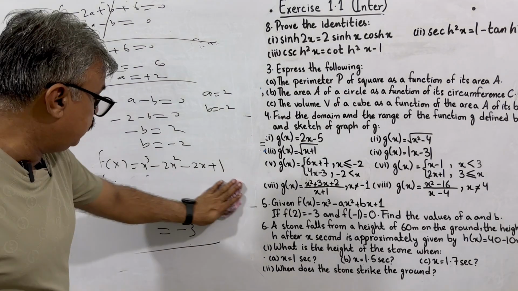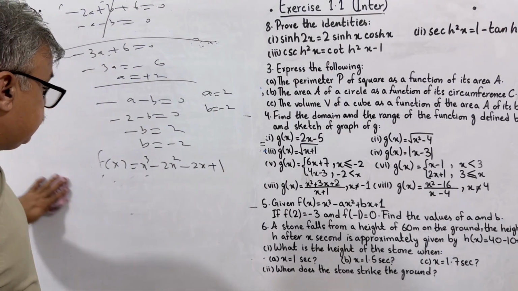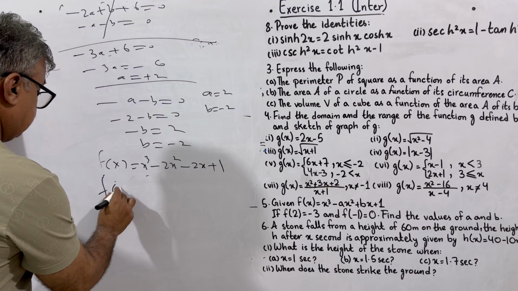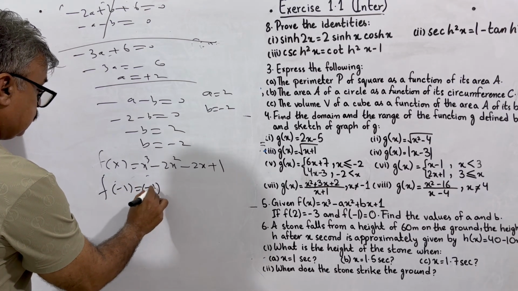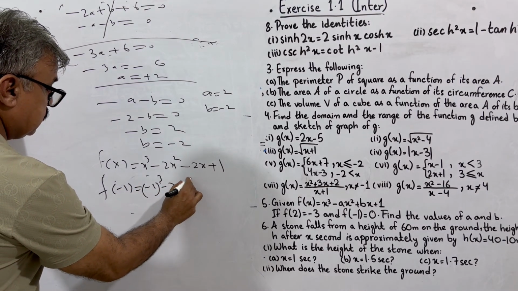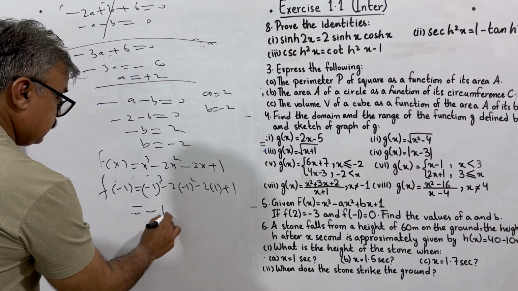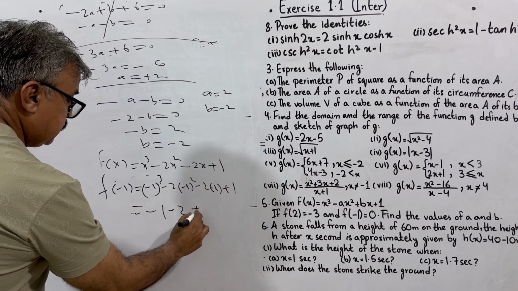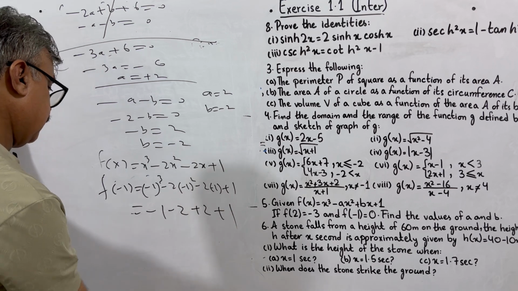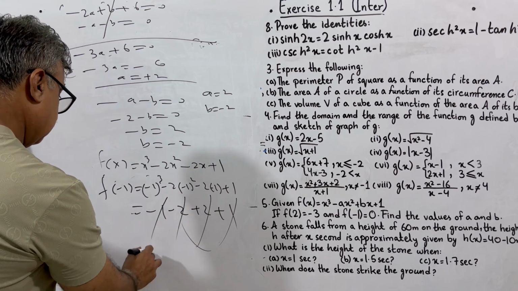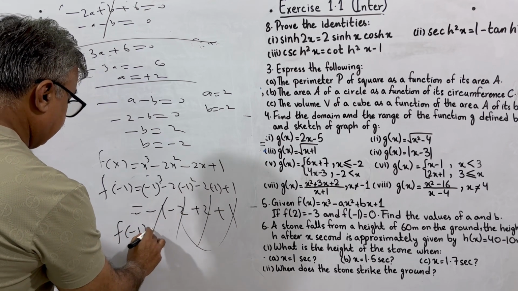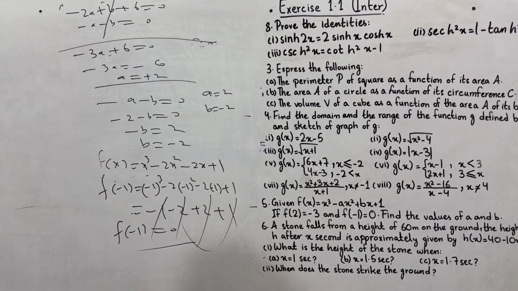One can also prove 0 by putting x equal to minus 1. Minus 1 cube, minus 1 square, minus 2 times minus 1 plus 1. It will become minus 1, minus 2 minus minus, plus 2 plus 1. Look at this, this cancels, this also cancels, and f of minus 1 is 0. Bingo. We are 100% correct.